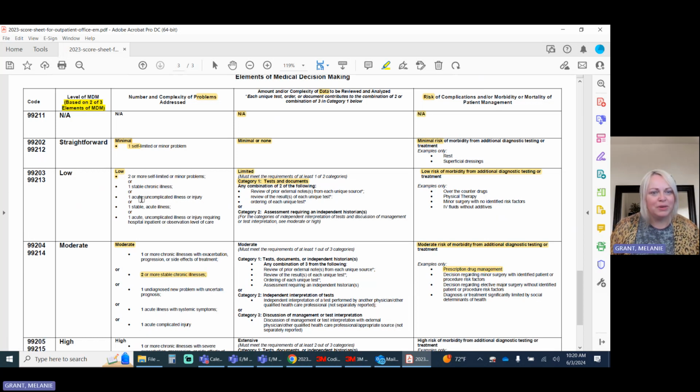Well, when we come in here, we can see that there's 3 elements for a low, there's 3 elements for straightforward, but we only need 2, so we should code a moderate level of visit, which, depending if the patient is new or established, is your level 4, 99204 or 99214. Those seem pretty simple when we put it with a non-complex visit. However, when we go over these in the future, we'll go into some of those details and see exactly what's built in.